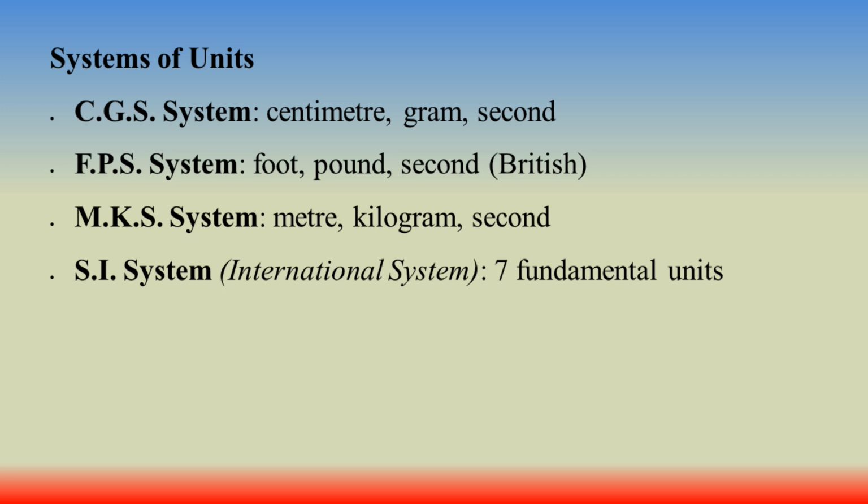Systems of units. Over time, scientists developed various systems of measurement. The main systems are the CGS system based on centimeter, gram and second. The FPS system, used mainly in the British system, uses foot, pound and second. The MKS system: meter, kilogram and second. Today, the globally accepted system is the SI system or International System of Units, which builds upon the MKS system.